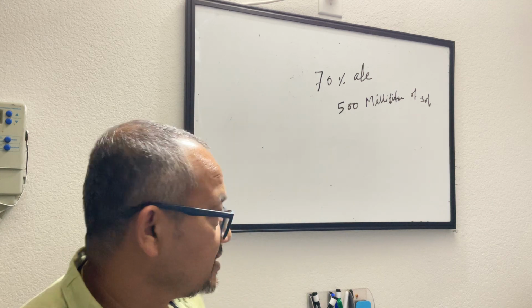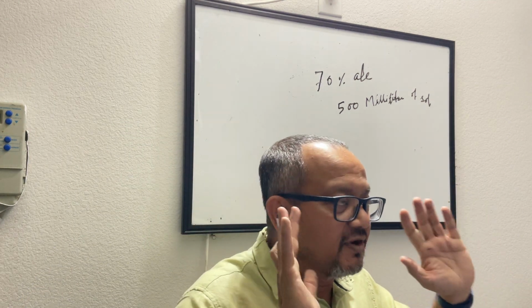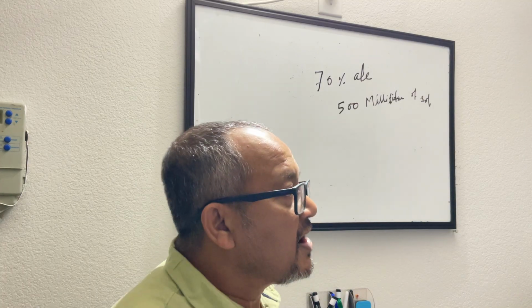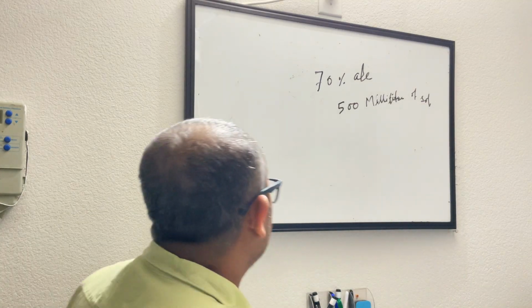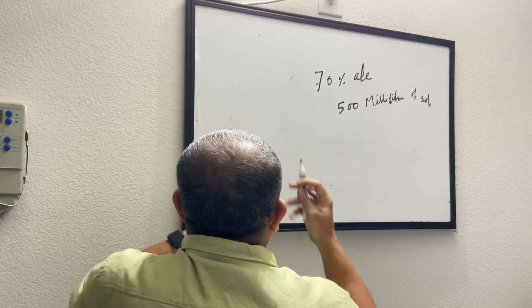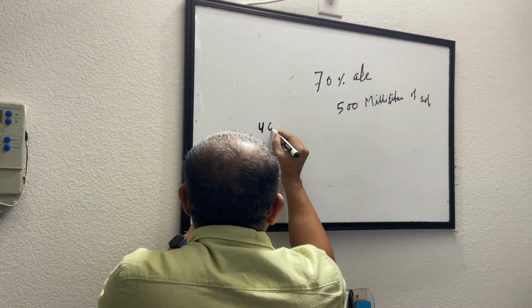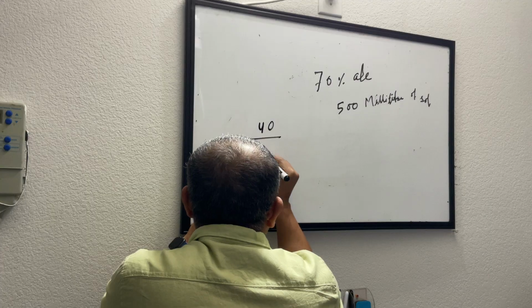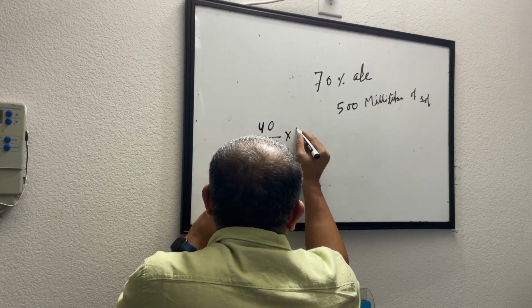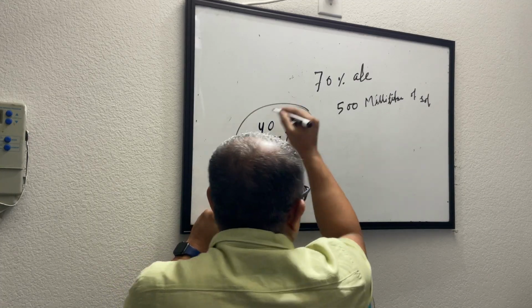I think it's 350 milliliters of alcohol. Yes, that's the right answer. Now, one last thing, just to make sure that we are very clear about it. 40 is what percentage of 75? You are trying to find out 40 is what percentage of 75? So 40 by 75 into 100. That will be the answer.